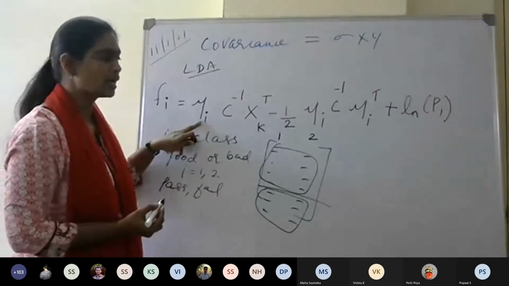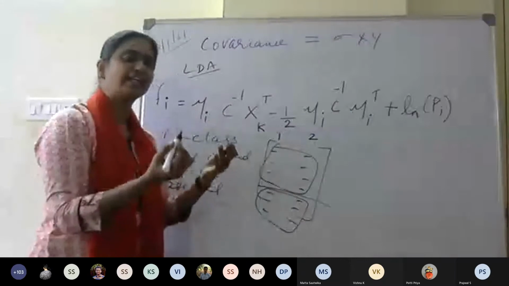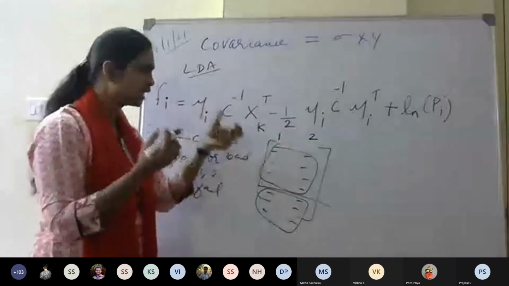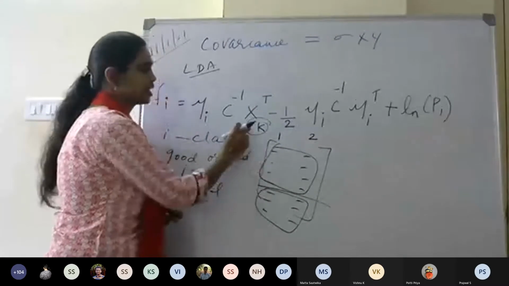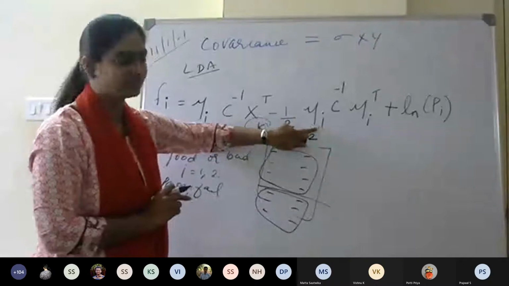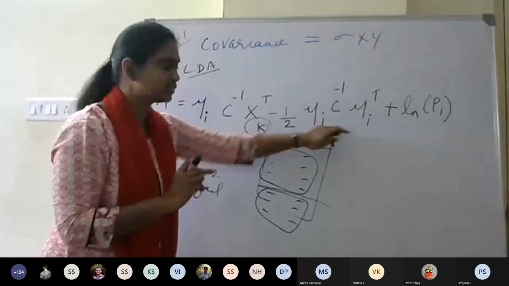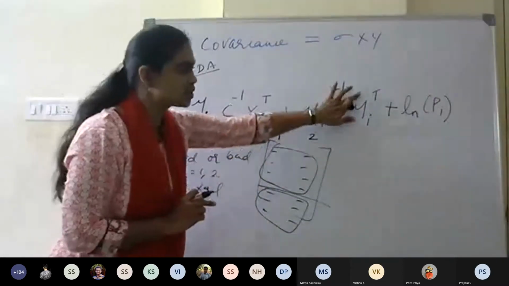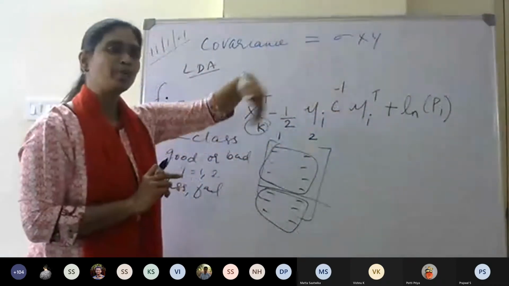So mean of class 1 into covariance matrix inverse for the class 1, and then which element you want to find, it belongs to which class or not, that particular element. This k refers to element 1, 2, 3, 4, 5, 6, etc. Okay. k refers to kth element. Okay. That element transpose minus half into, once again, mean of the first class or second class and covariance inverse, and then the mean of this particular class or this class transpose plus the logarithmic value, the ln value of the probability of the class.